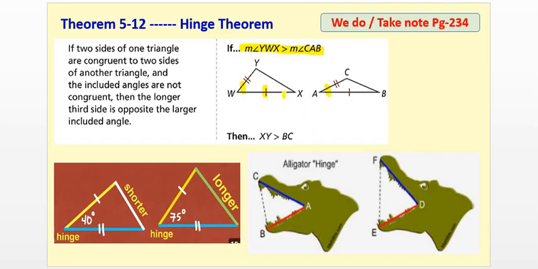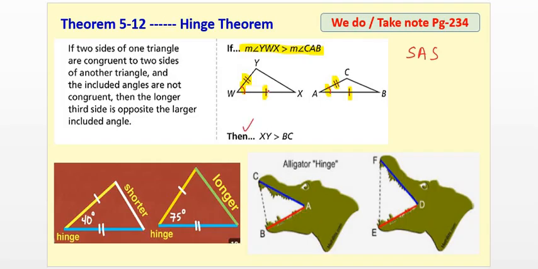When we look at the sides, this side is congruent to this one and this side is congruent to this one. If the two corresponding sides are congruent and the included angles are not equal. If these two included angles were equal, then according to the SAS postulate, the two triangles would be congruent. But right now, what are they saying? They are saying that angle W is greater than angle A.